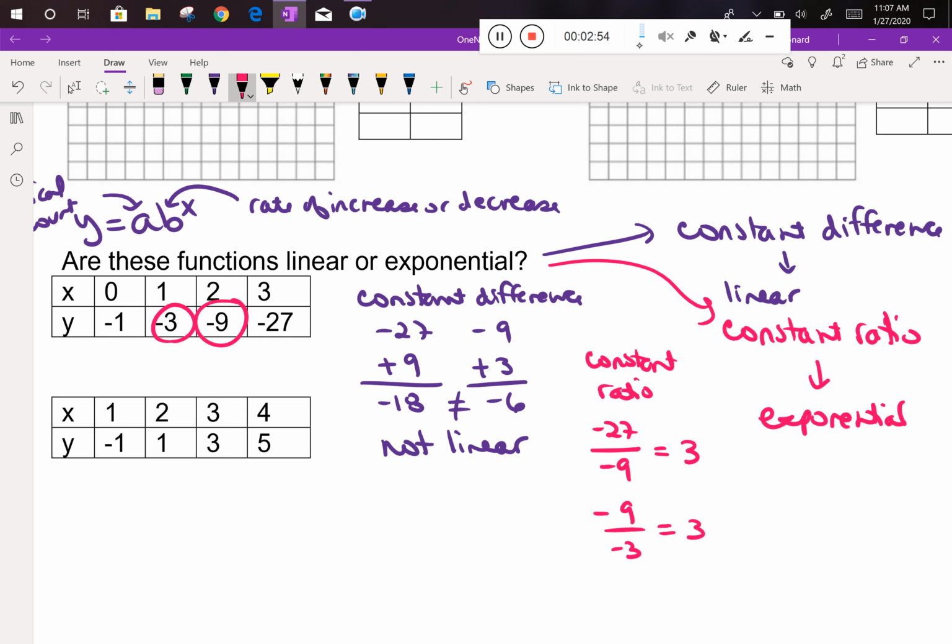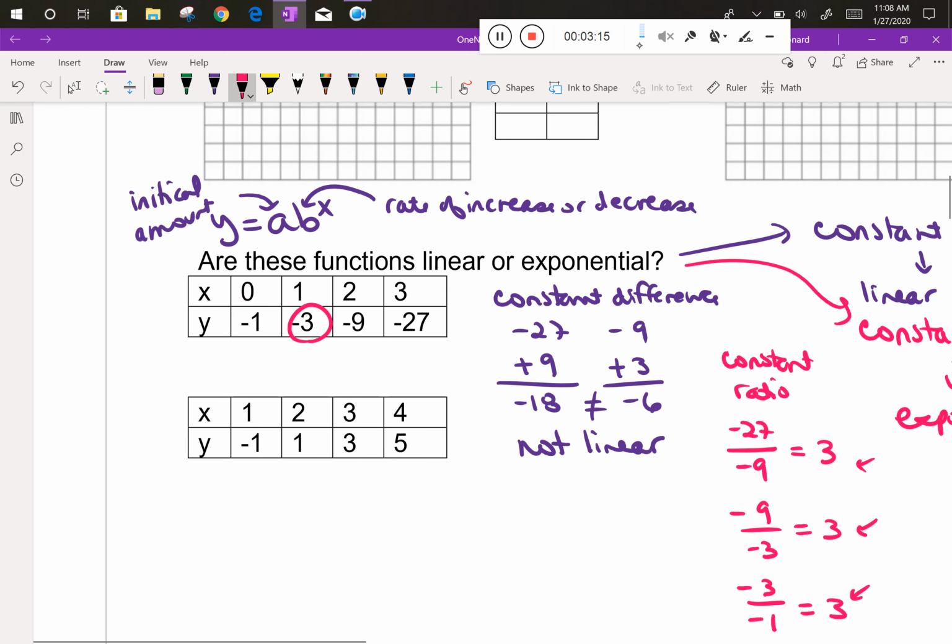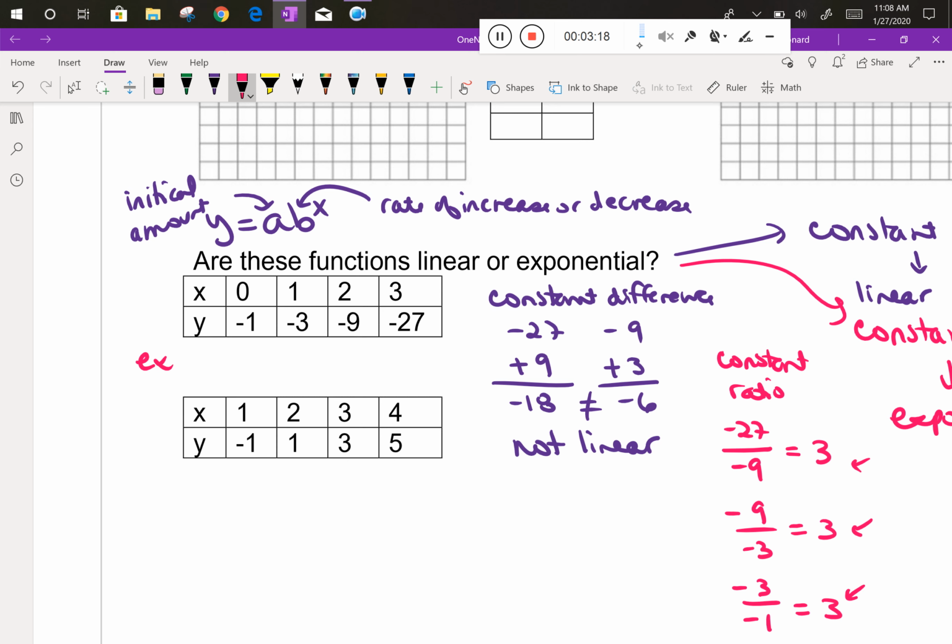So I'm going to check the last pair as well. I'm going to drop the negative 9, I'm going to take the negative 1, and I'm going to say negative 3 divided by negative 1 equals 3. And lo and behold, all three of these things are in fact the same value. So I can conclude that this table shows an exponential relationship because it has a constant ratio. That means that there's a y equals ab to the x relationship that would work for this particular model.